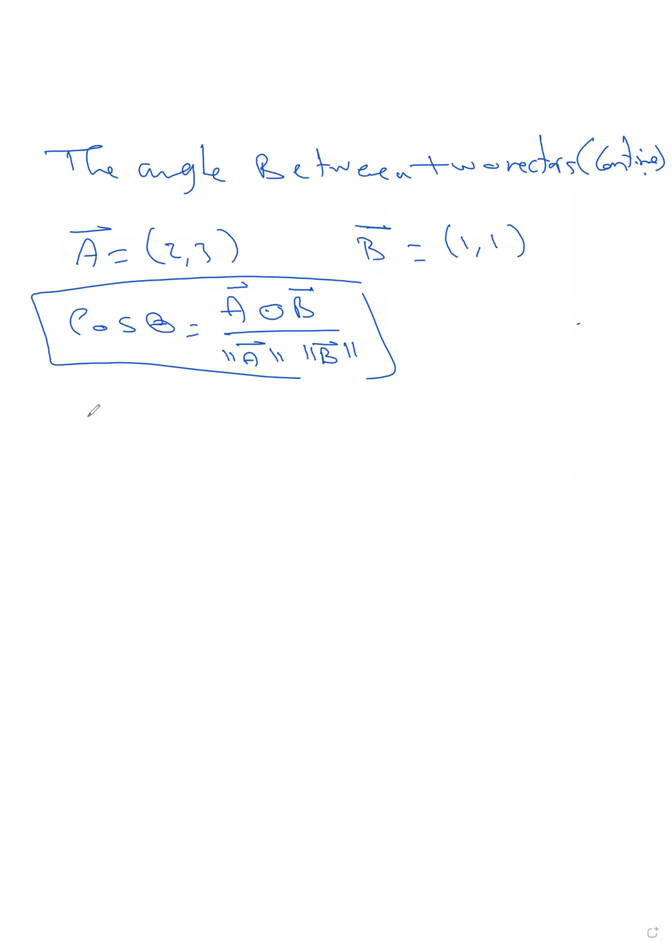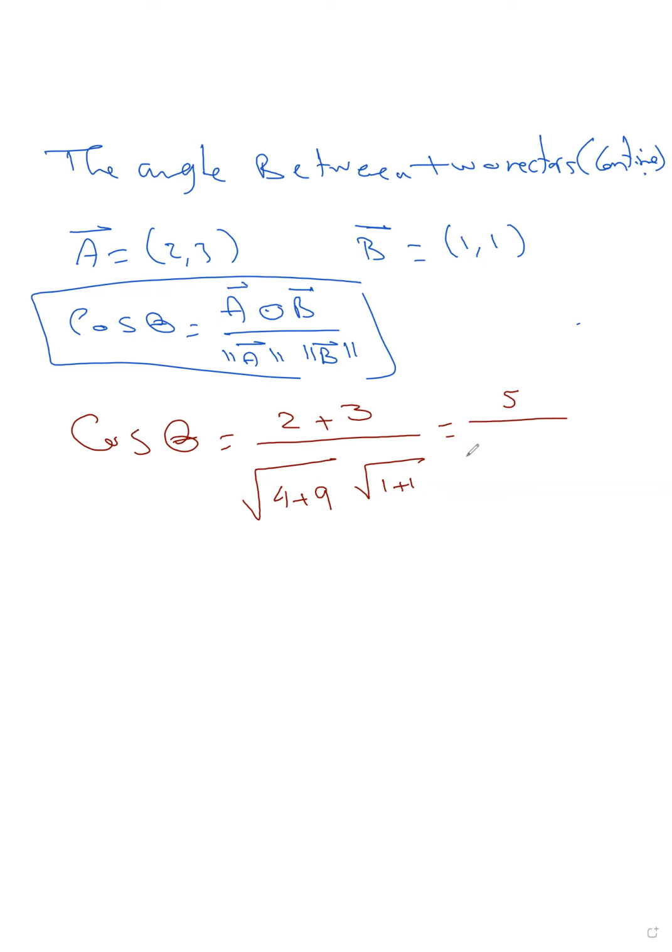مين يحل دي؟ يوسف عوض. Find the angle between vectors. A dot B equals 2 times 1 plus 3 times 1 equals 5 over norm A, square root of 2 squared plus 3 squared, which is 4 plus 9, times norm B, square root of 1 squared plus 1 squared, يعني 2. اوكي يعني 5 over root of 13 times root of 2 يعني root of 26.